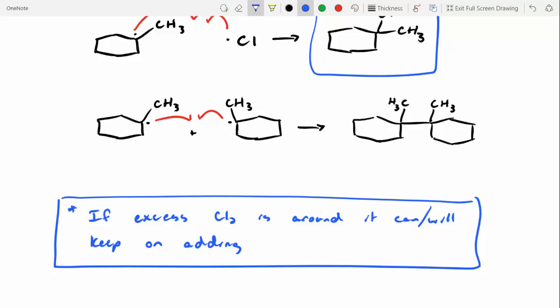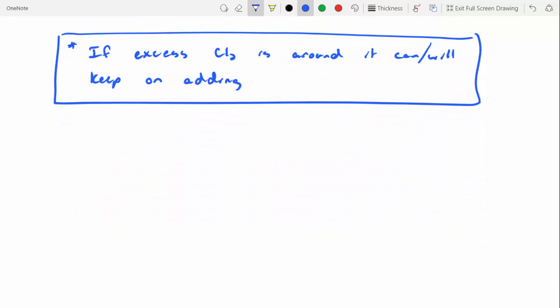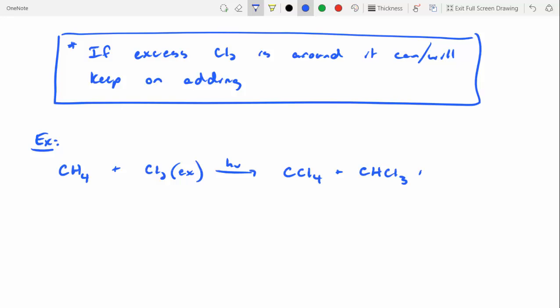When you say keep adding, do you mean like before when you had the red and green? Let's take a look at an example of this. Let's say we've got methane, CH4 plus Cl2, and I'm going to write excess Cl2 and UV light. This will give you CCl4 plus CHCl3 plus CH2Cl2 plus CH3Cl. So if you've got excess around, you'll end up with a statistical mixture of all four of these potential products.